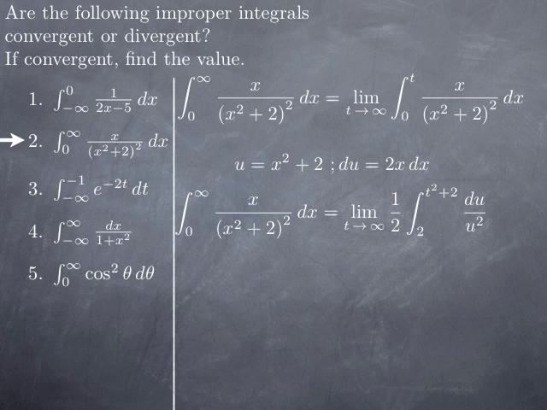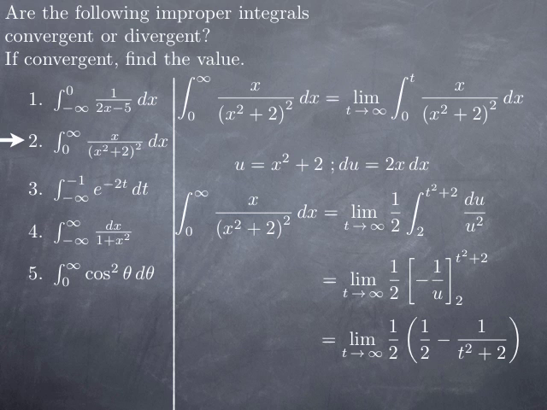Now, because the function 1 over u squared is continuous on the interval from 2 to 2 plus t squared, we can use the fundamental theorem of calculus to calculate this integral. We just take an antiderivative of 1 over u squared. That's an antiderivative of u to the negative 2. In other words, u to the negative 1 over negative 1. That is negative 1 over u. And so we evaluate this antiderivative between 2 and t squared plus 2.